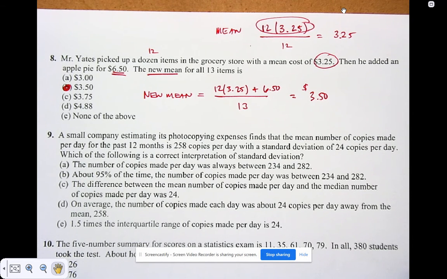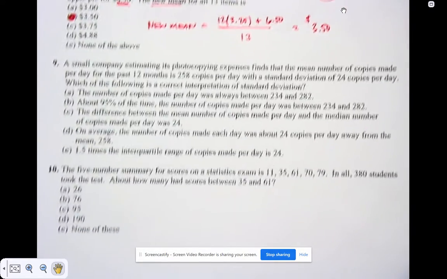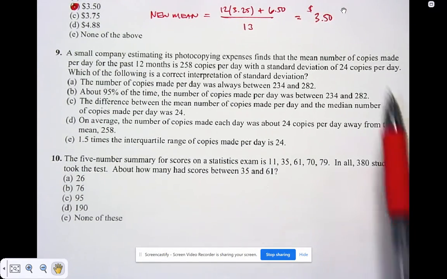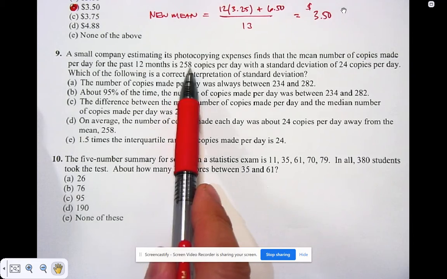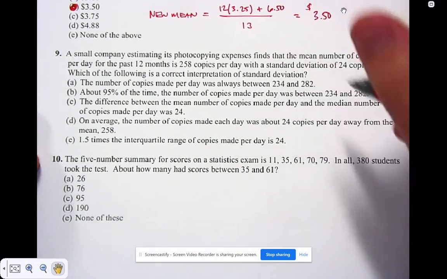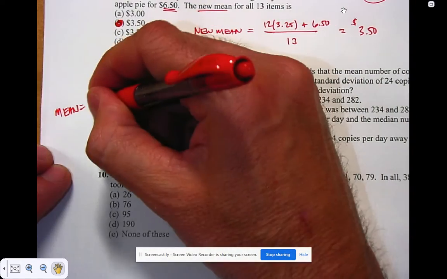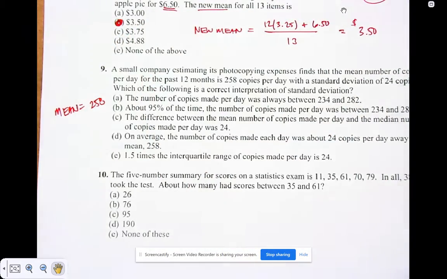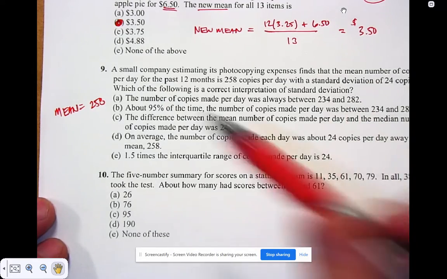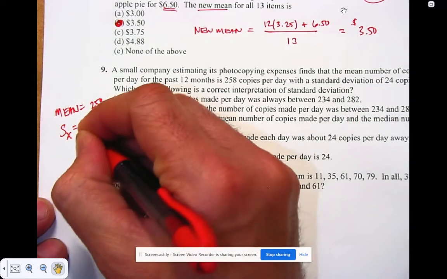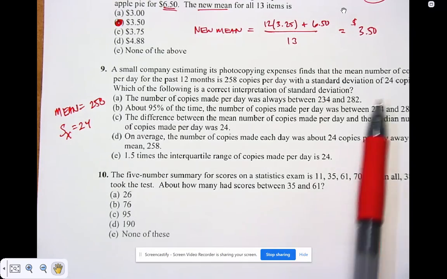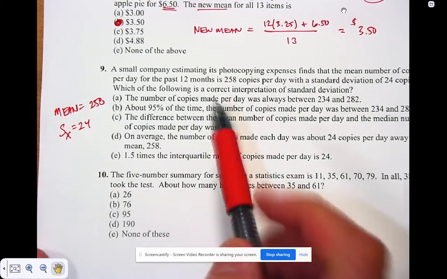All right, so a small company estimating its photocopies expenses finds that the mean number of copies made is 258. So what they're telling me here is that the mean number of copies made is 258. It says it's got a standard deviation of 24, right? So this is what we just talked about on the last quiz, right? Which of the following is the correct interpretation?